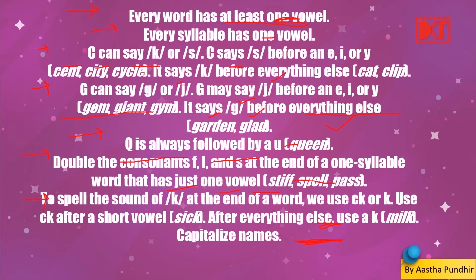Alright. Here and the another one, capitalized names, which I'm pretty sure you know because names are proper nouns, so we capitalize them. These are the few rules we taught. Every word has at least one vowel. Every syllable has one vowel. And C sound of K or S. G sound of G or J. Q is always followed by a U. Double the consonants of these F, L and S at the end of one syllable word. Then spell the sound of K at the end of a word, either CK or K. Alright, these were a few rules for spellings.